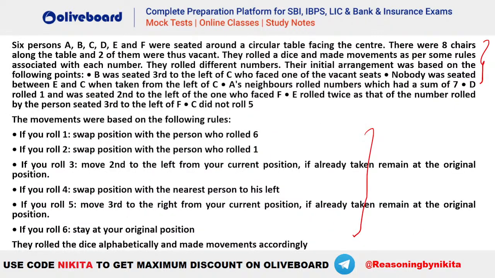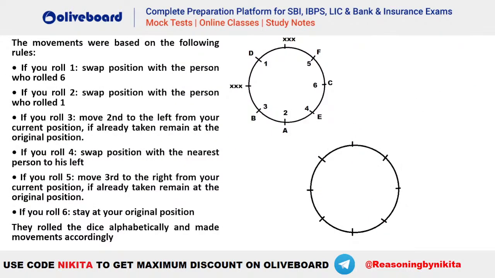Now it was given that they are rolling the dice alphabetically and making the movements accordingly, right? So alphabetically they have to move. So now let's make the final movement here. This is the initial one that we have got here. Now we will make the final movement and it has to be in alphabetical order, that is A, B, C, D, E and F. This has to be the arrangement.